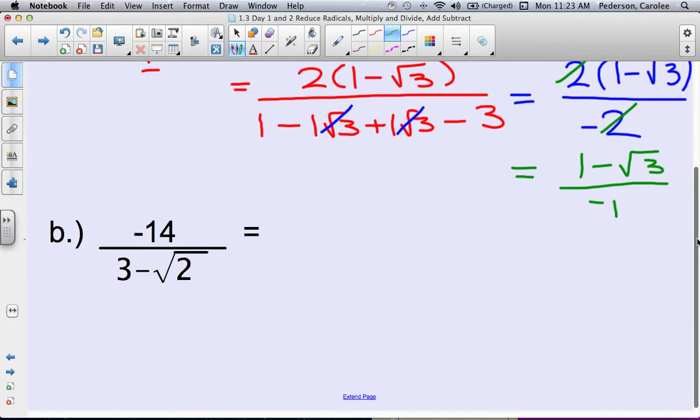And then we can bring that denominator, negative 1, back up. So we get negative 1 times 1 minus the square root of 3. And then distribute it. Negative 1 plus the square root of 3.